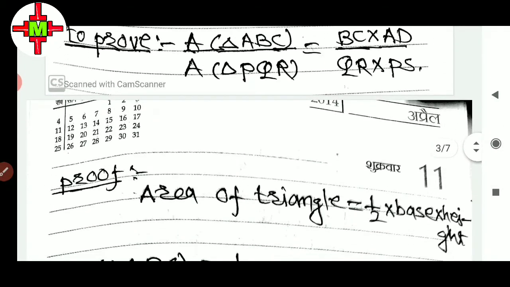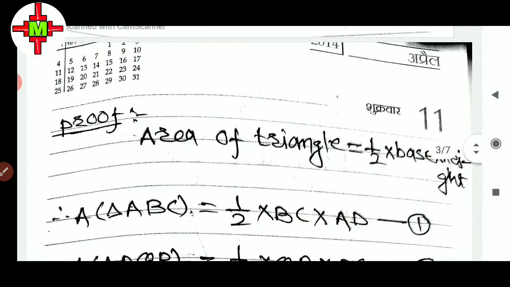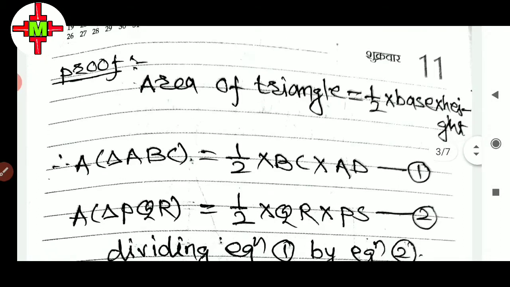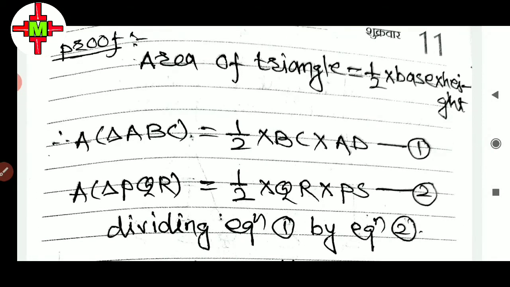Proof: area of triangle is equal to 1 by 2 base into height. Now the area of triangle ABC is equal to 1 by 2 BC into AD. That means BC is base and AD is height. Give this equation number 1. Area of triangle PQR is equal to 1 by 2 into QR into PS. Give this equation number 2.